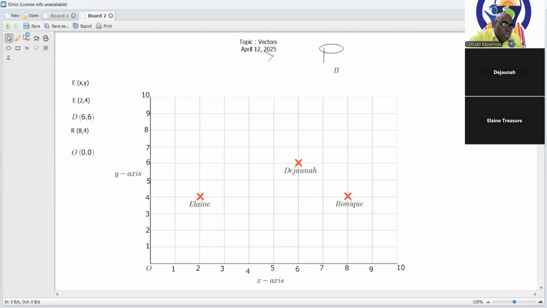Now watch me. I'm going to draw a vector from O to E, which is from the point of origin to where Elaine is. What will be the vector for this? What will be the vector for that?